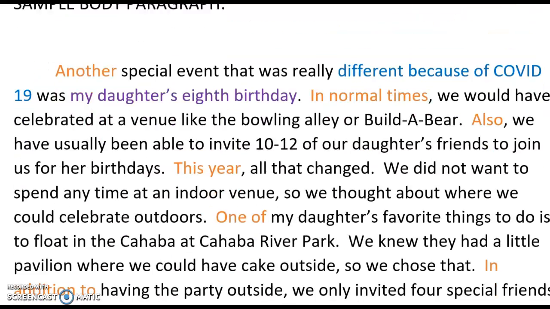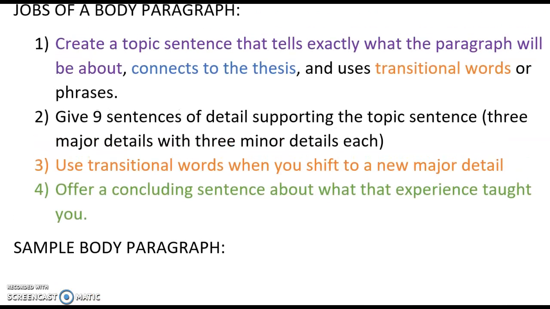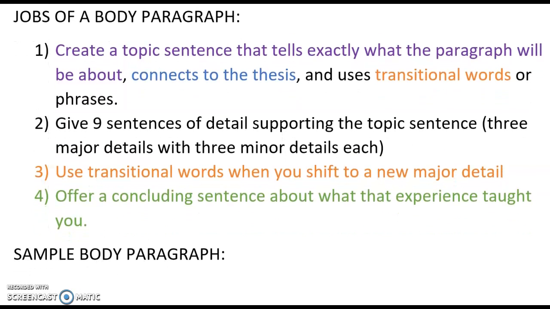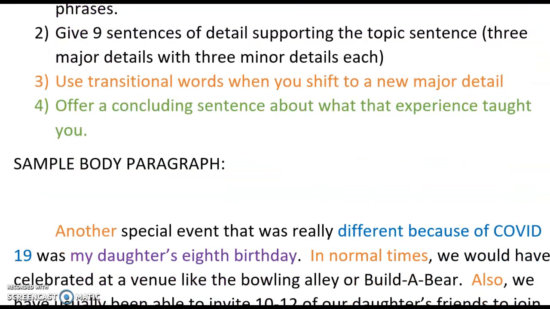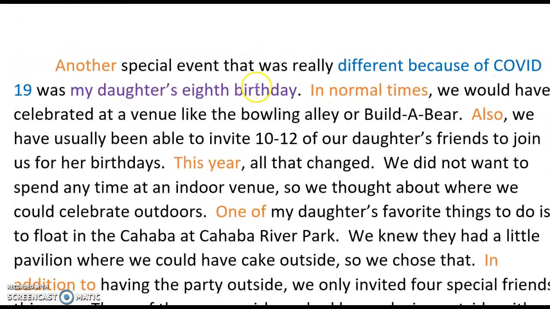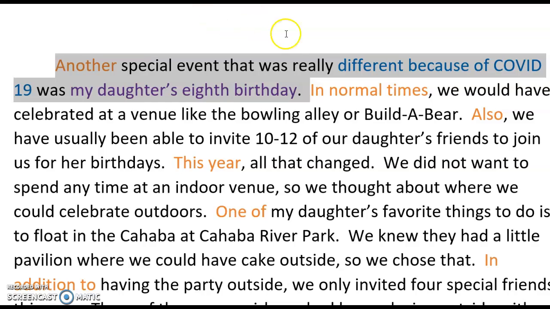All right. I have put our transitional words and phrases in orange. The topic sentence telling exactly what the paragraph will be about is purple. The connection to the thesis is blue. Your details are in black, and your concluding sentence is in green here. I'm just going to have people read this a few sentences at a time. Anna Diaz, can you read our first sentence nice and loud? Another special event that was really different because of COVID-19 was my daughter's 8th birthday.